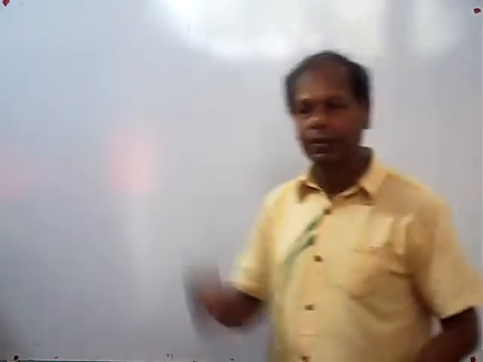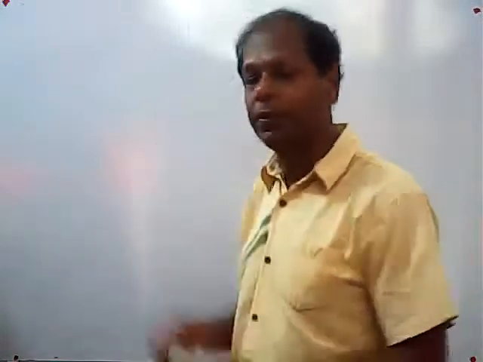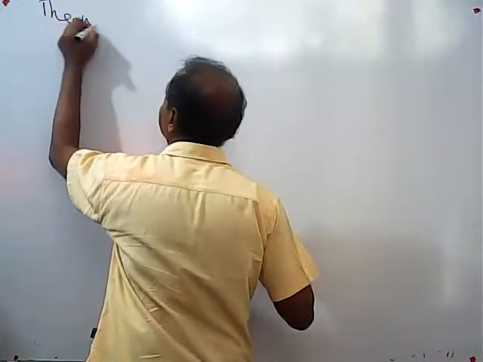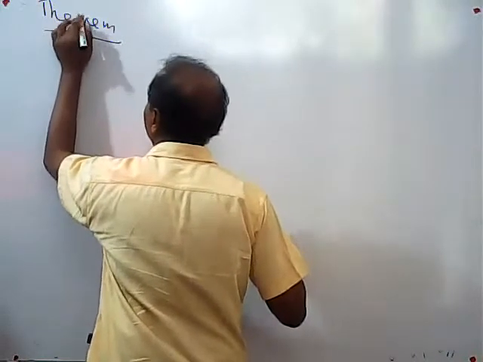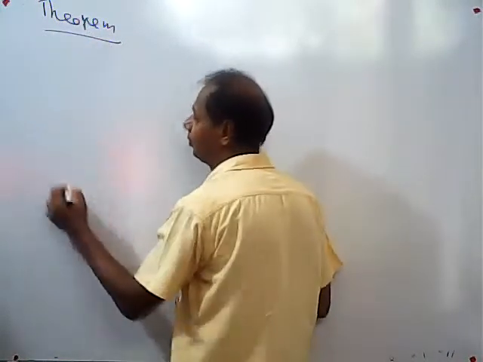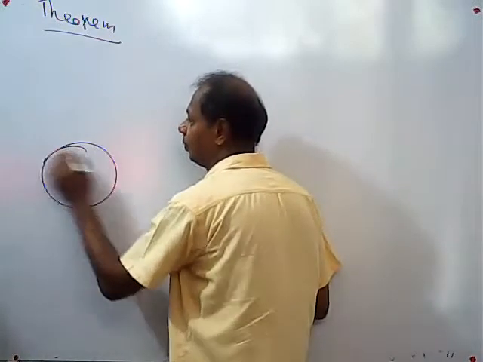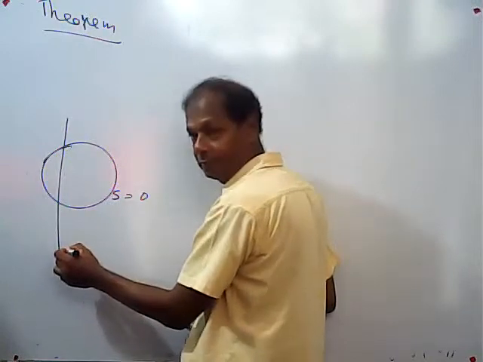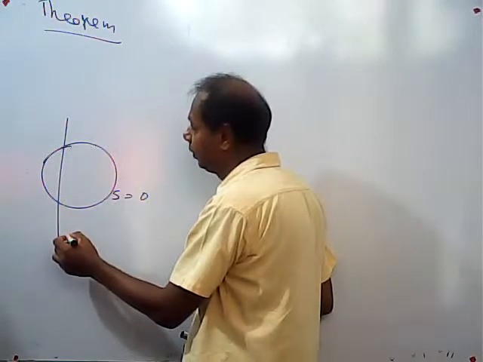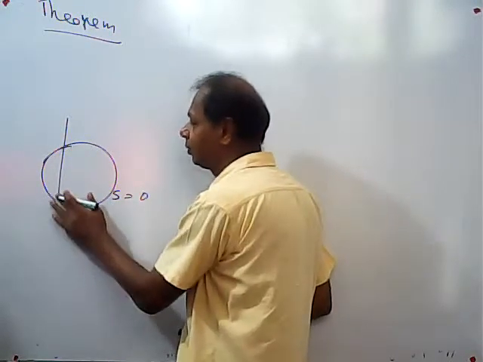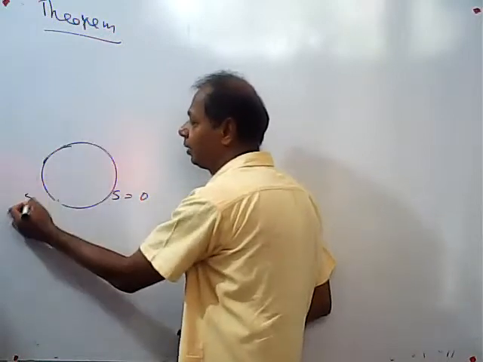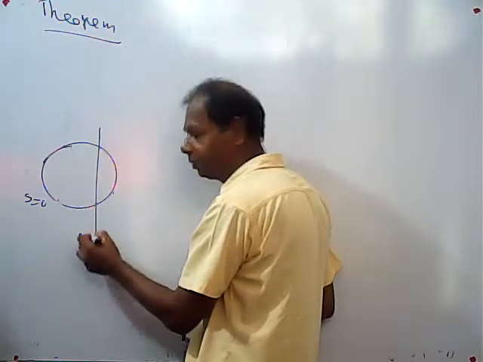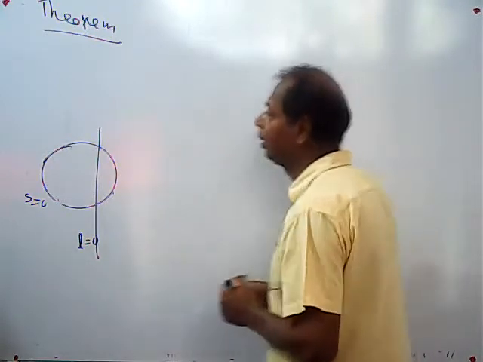This time you are given a circle, the theorem. You are given a circle S equals 0 and a straight line L equals 0, right?